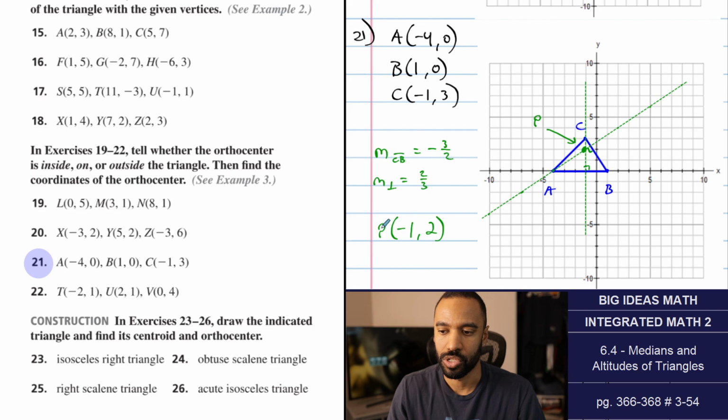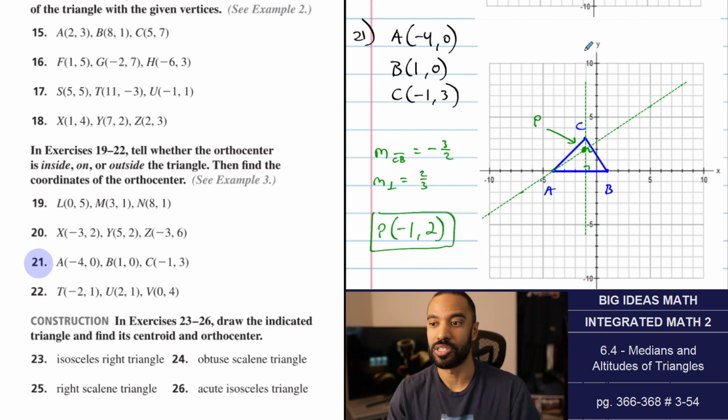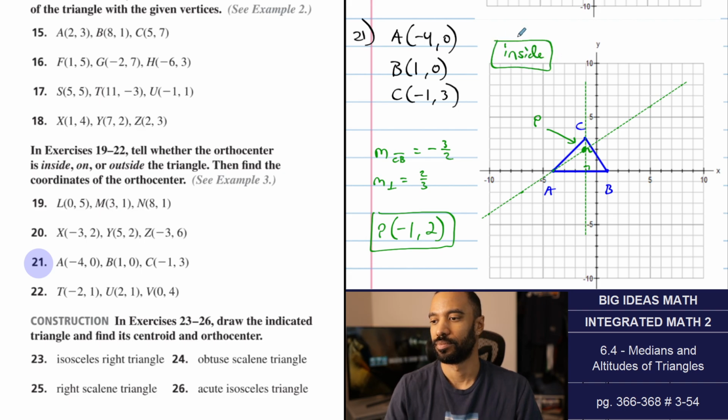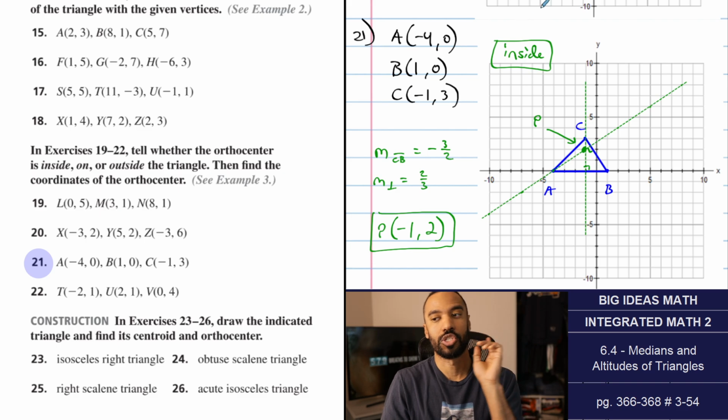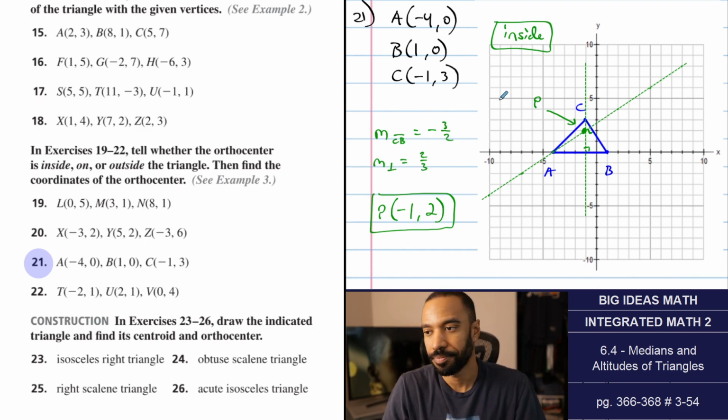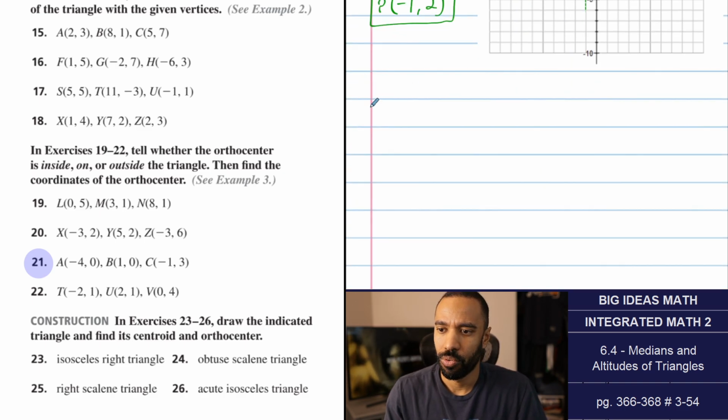Negative 1, 2. The third one does not need to be drawn. This was an acute triangle. Therefore, this was inside the triangle. I mean, I'll say it the other way. This was inside the triangle. Therefore, this triangle was acute. It looked acute. Just couldn't quite tell.